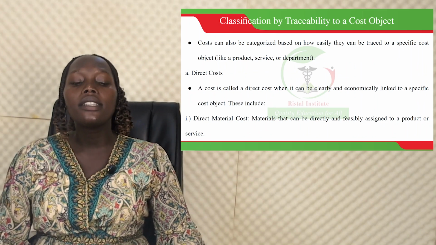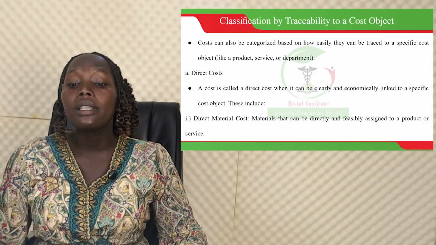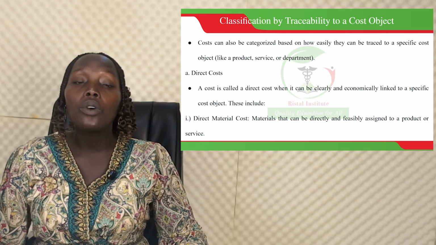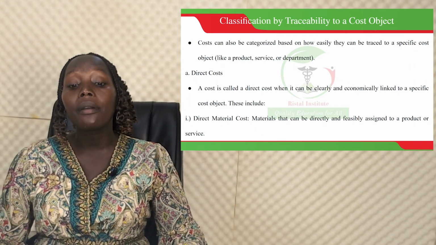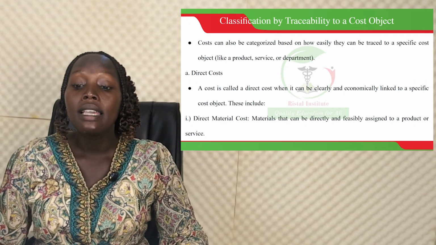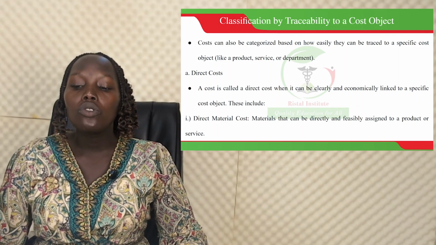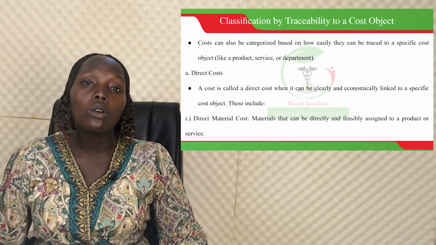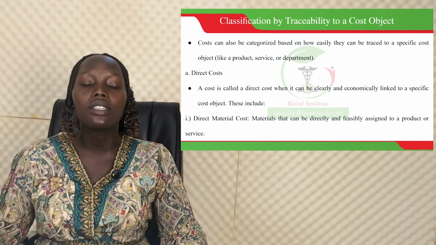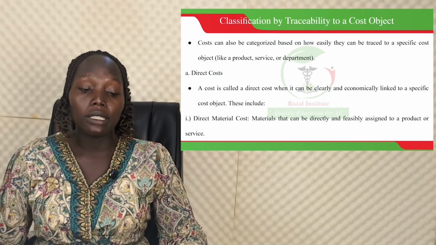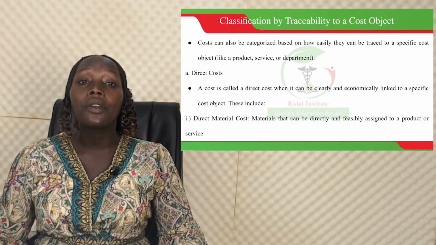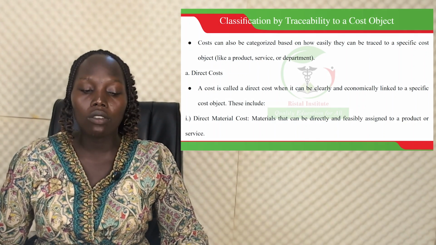So let's look at the classification by transferability to a cost object. Costs can also be categorized based on how easily they can be traced to a specific cost objective, for example a product, a service, or a department. One, we have the direct cost.